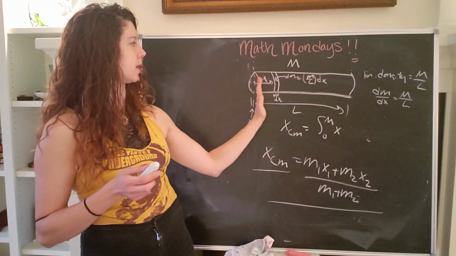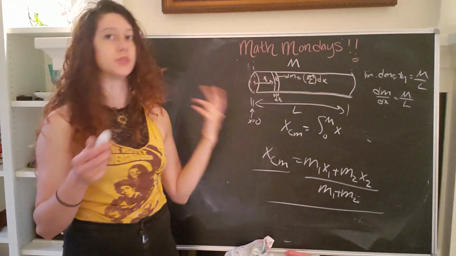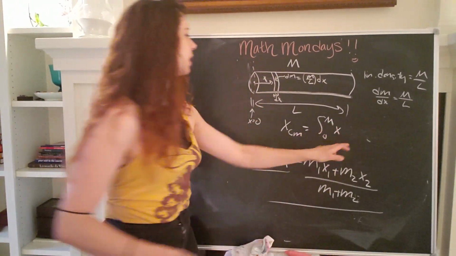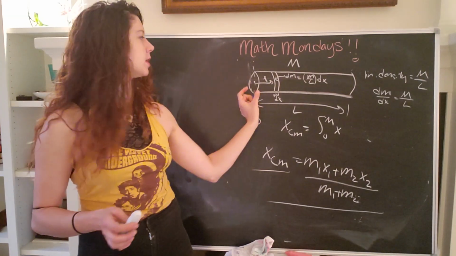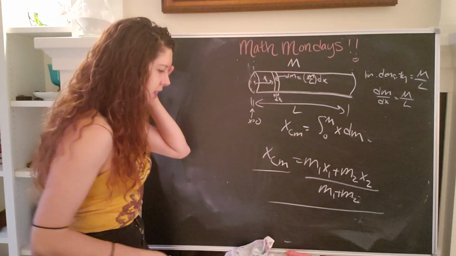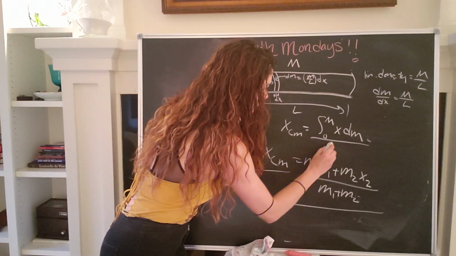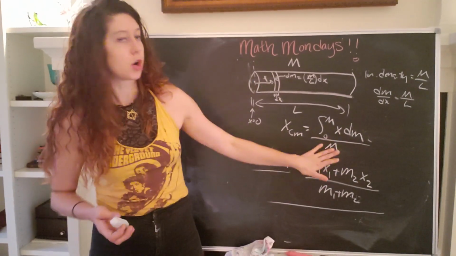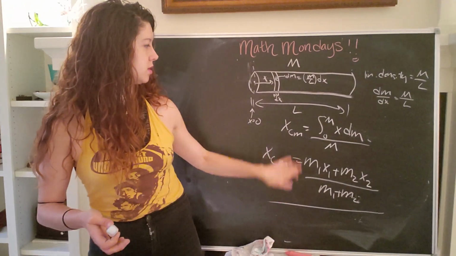When x equals 2, we're adding up another slice, another slice, another slice, and so on and so forth. So you have to multiply each of the lengths of those slices by the mass of those slices, and then you divide by the total mass of the object. So this is actually the same equation.